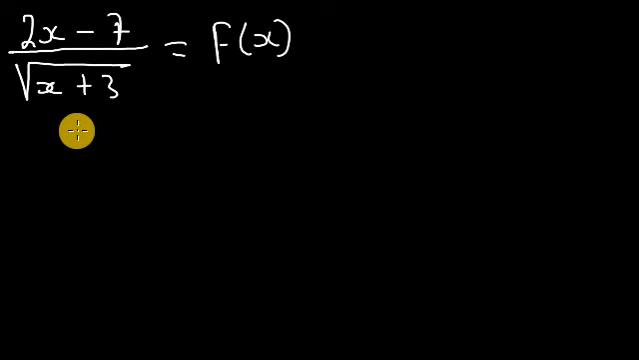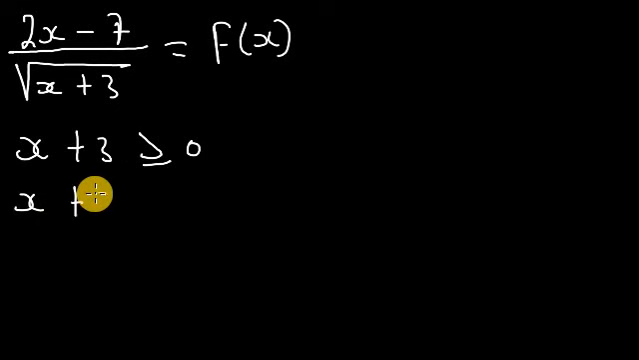But unfortunately, when we're having a rational function, we can't set the denominator to be 0. Otherwise, the function is going to be undefined. So therefore, instead of saying x plus 3 is greater than or equal to 0, we are just going to say x plus 3 is greater than 0. Please be mindful of this.